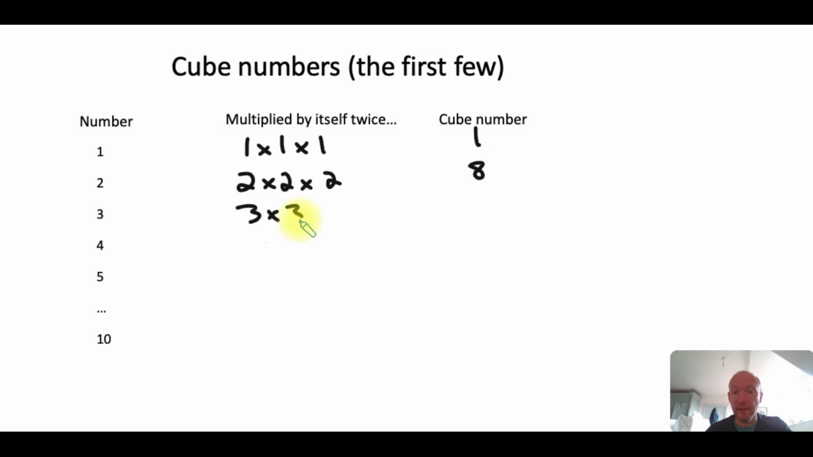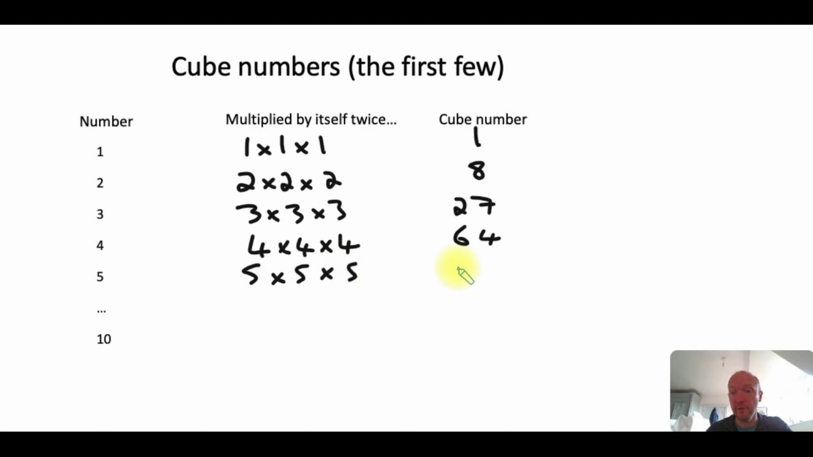3 times 3 times 3: 3 3's are 9, times 3 again is 27, so 27 is a cube number. 4 times 4 times 4 is 64, so 64 is a cube number. 5 times 5 times 5 is 125. So 125 is a cube number.